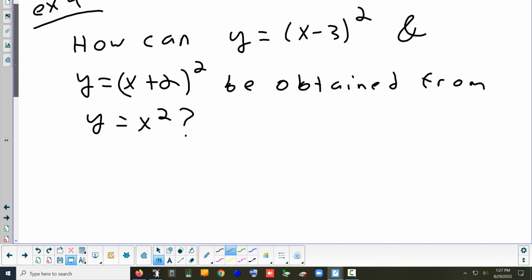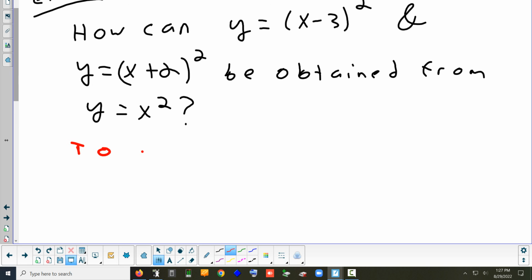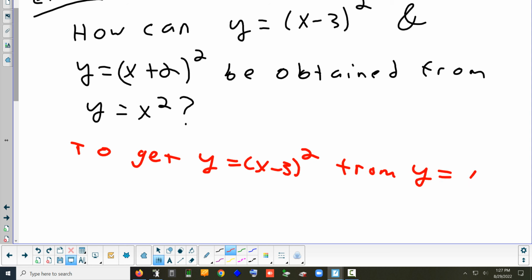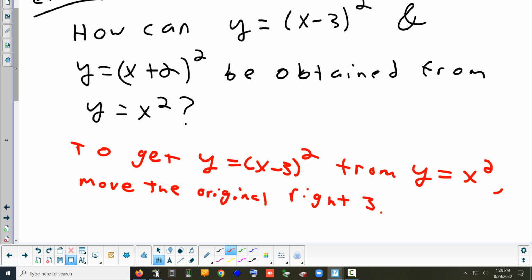So let me write the first one down. To get y equals x minus 3 squared from y equals x squared, which is called the parent function, the original, move the original right 3. A lot of people say left when they see that one, but if you knew it was right, good. That's good.